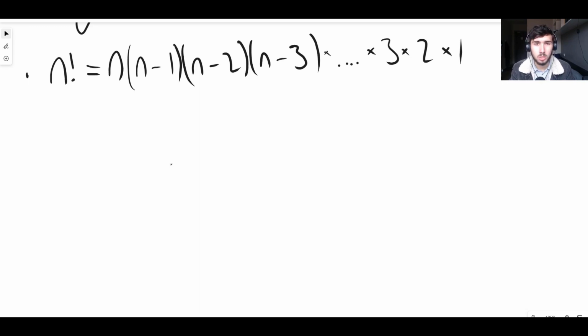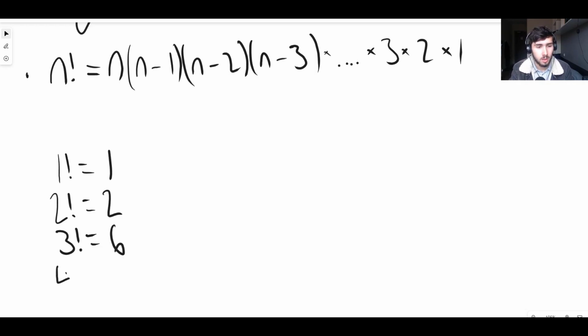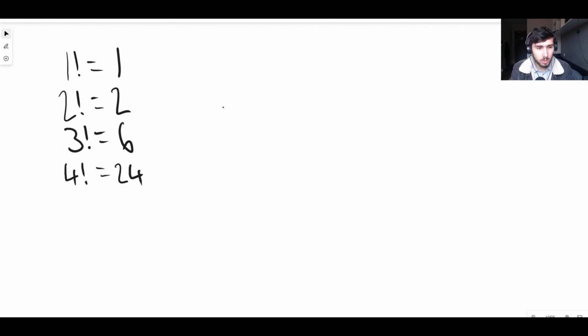First things first, let's just look at some numbers. So let's look at 1 factorial. What is 1 factorial? 1 factorial is 1 times every number until you get to 1, which is 1. 2 factorial is 2 times every number until you get to 1, so 2 times 1, which is 2. 3 factorial is 3 times 2 times 1, which is 6. 4 factorial is 4 times 3 times 2 times 1, so it's 24. And you can keep doing this. We can do a few more.